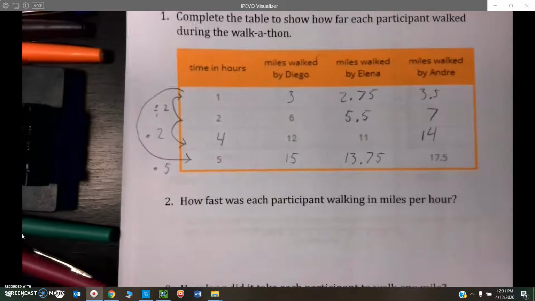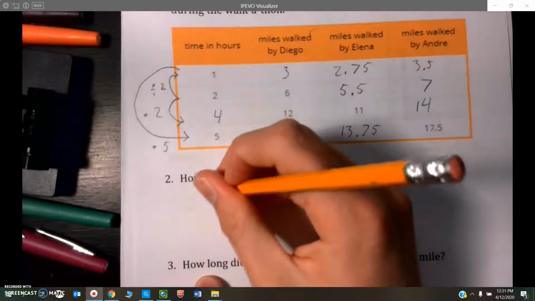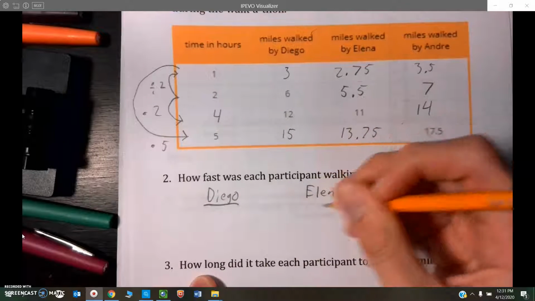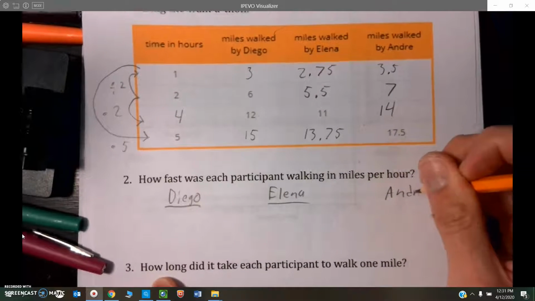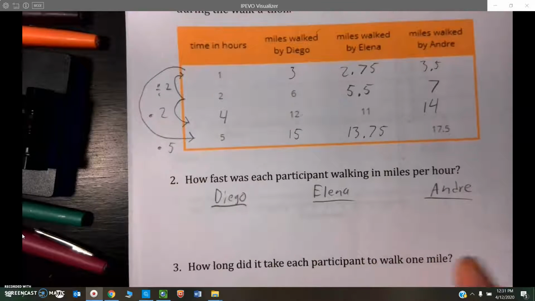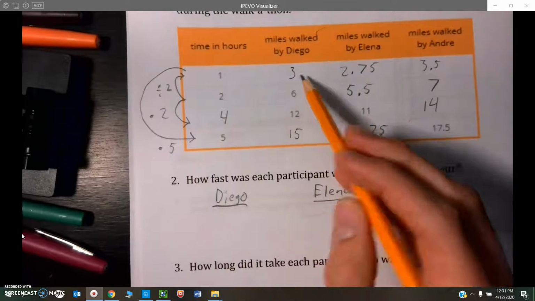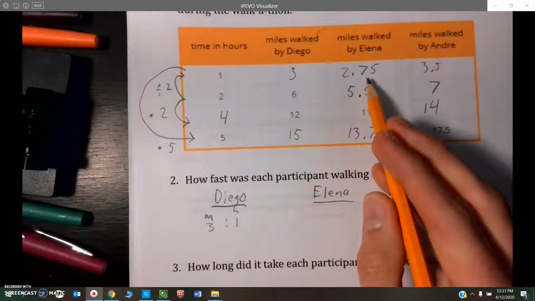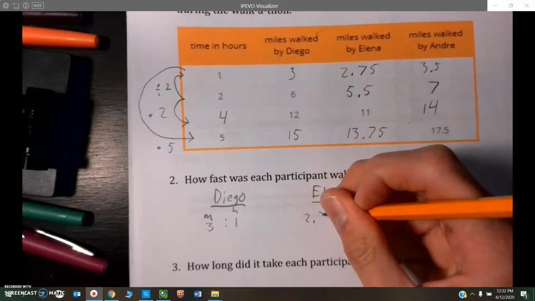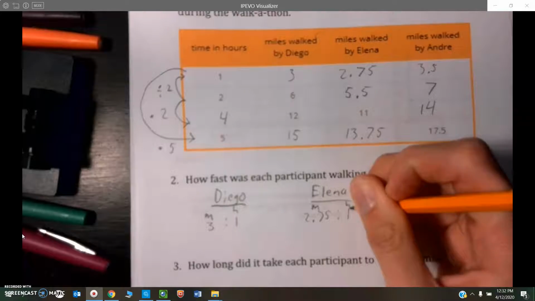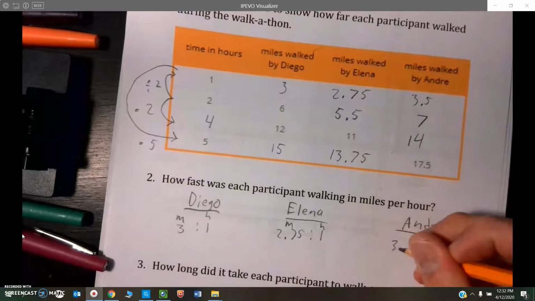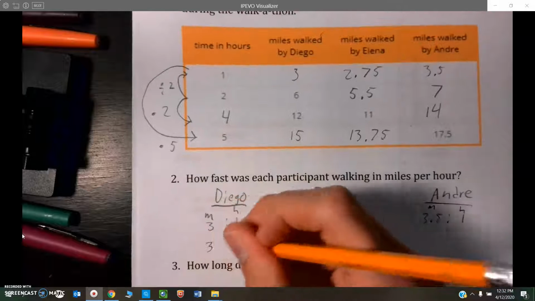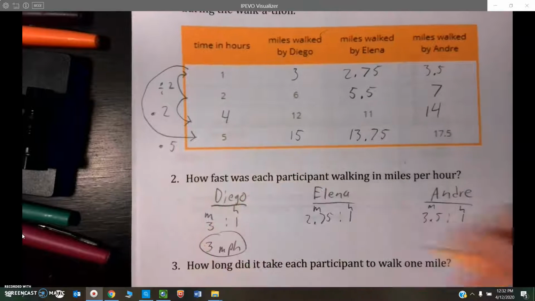So how fast was each participant walking in miles per hour? So I'm going to write a ratio for each of them. Diego, Elena, and Andre. So Diego, I see, was going 3 miles in 1 hour. Elena would go 2 75/100 of a mile in 1 hour. And Andre was going 3.5 miles in 1 hour. So then we could write that in mph, miles per hour.